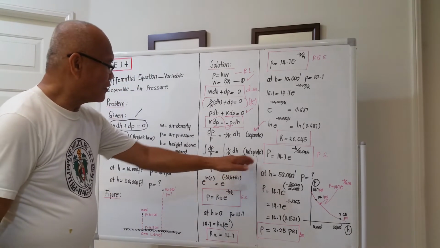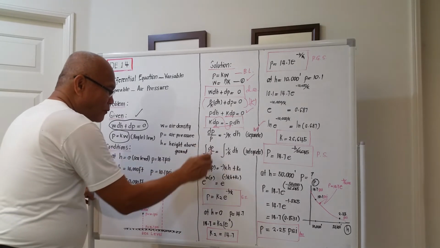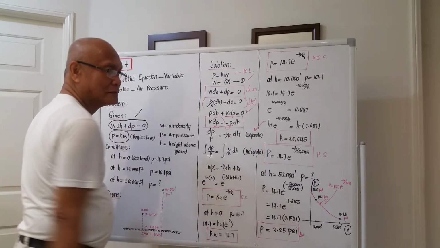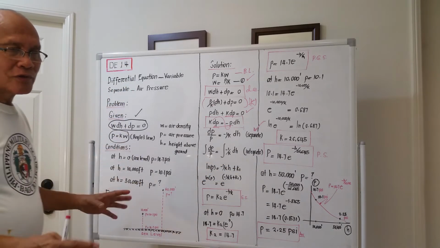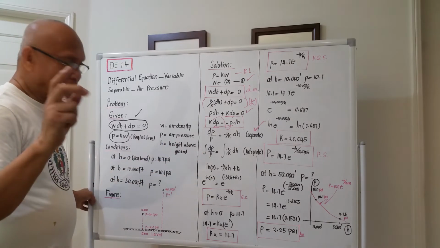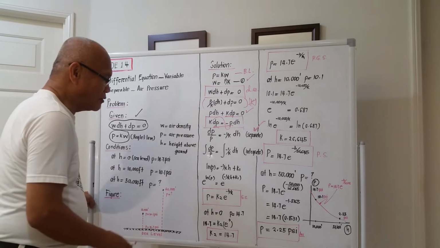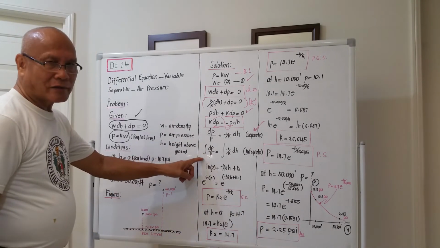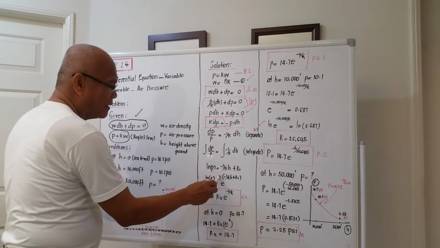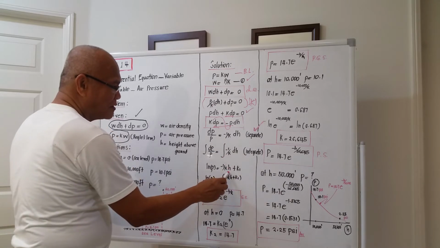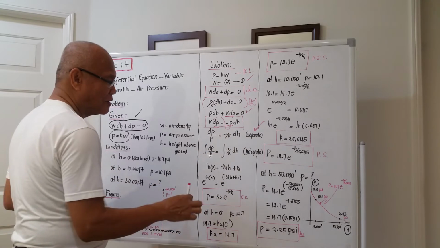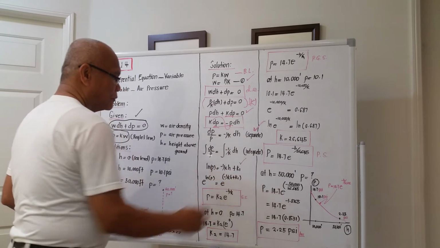Proceeding with the integration, the integral of dP over P equal to the integral of negative 1 over K times dH. We are now integrating. We already produced the required differential equation before the so-called integration. Integrating the resulting equation, the left-hand side will be the natural logarithm of pressure equal to negative 1 over K times the integral of dH, which is just H. After the integration, there should be another constant of integration, plus K1.